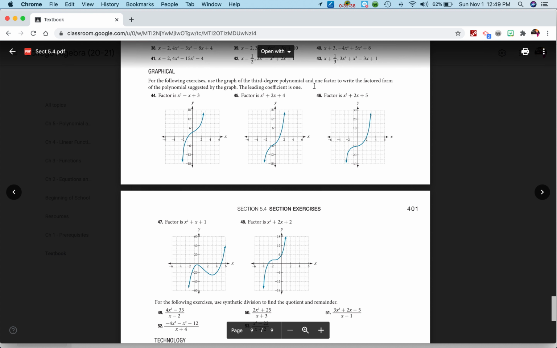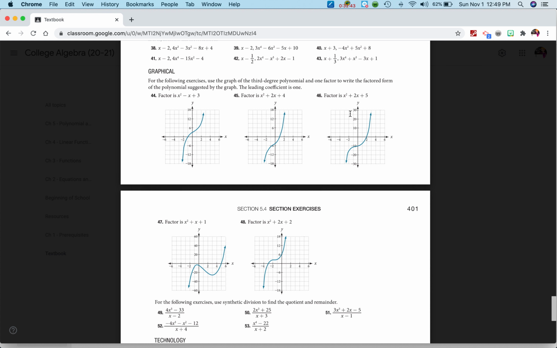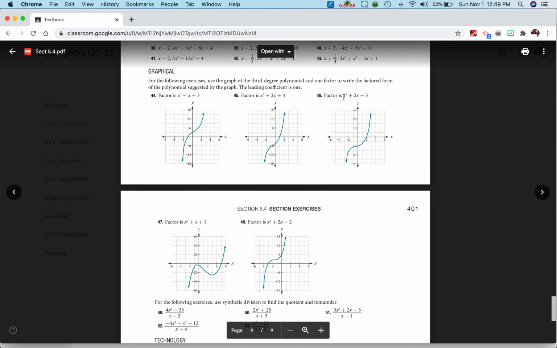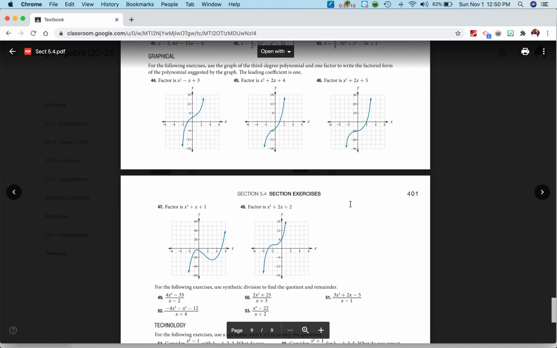On these graphical ones, you can tell, like on number 46, I don't know that I assigned that one, but I think you have to do perhaps 45. You can see, like on 46, notice I can see 2 works. 2 is a root. So if I do synthetic division with a 2, I should be able to write the factored form of the polynomial. So I know that x minus 2 would be 1. I can do synthetic division and come up with the other if possible.